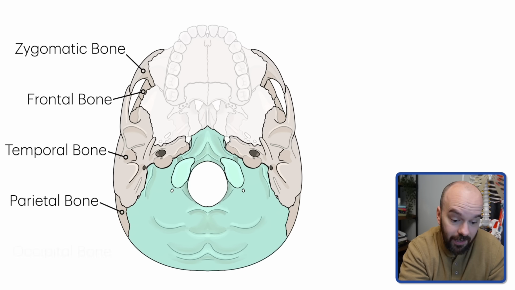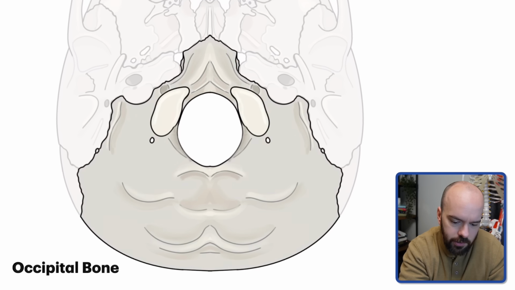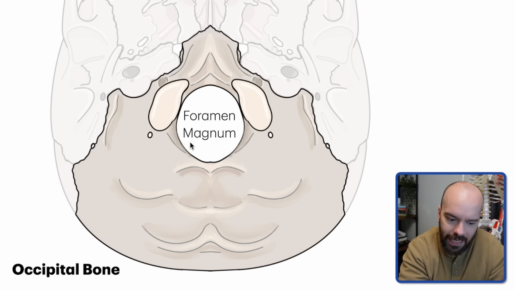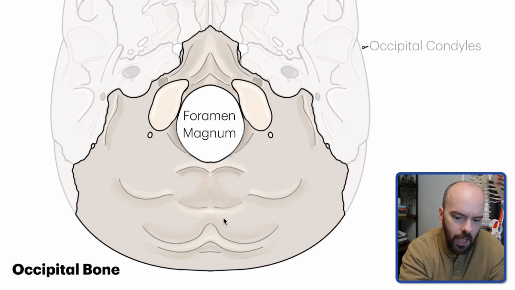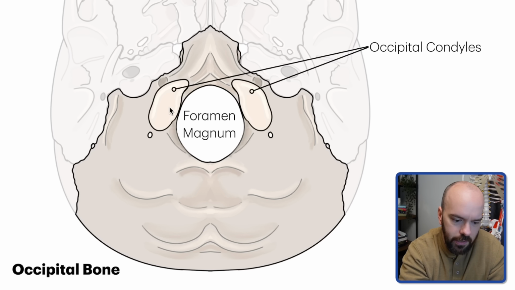And then of course we have the occipital bone, which is very prominent in this inferior view. I want to label a couple structures on there. We have the foramen magnum we talked about, where the brainstem and spinal cord will exit from the skull. And then we have the occipital condyles right here and right there.